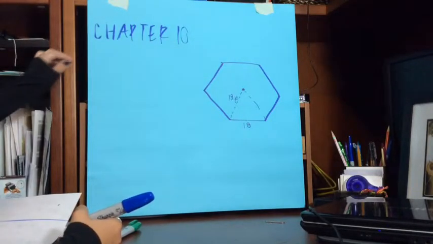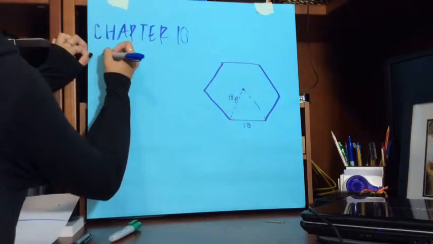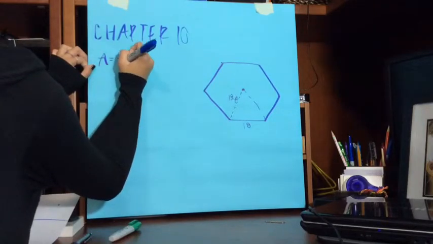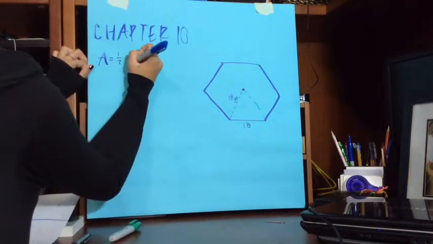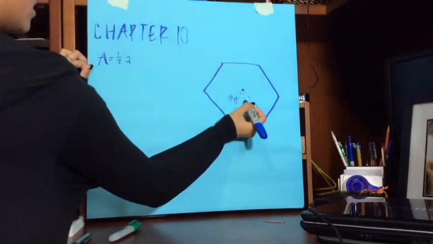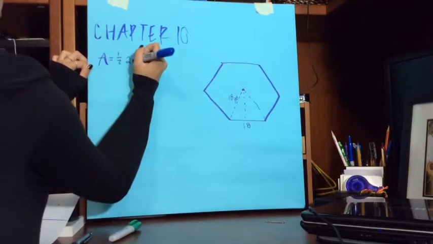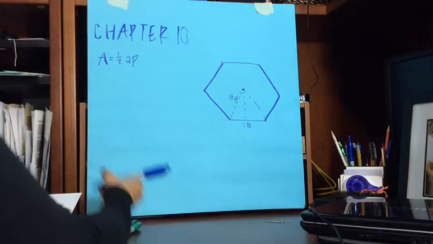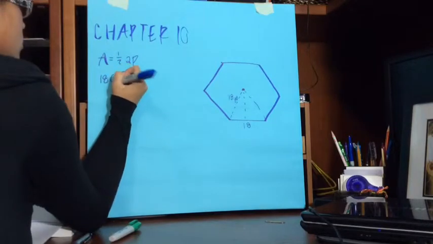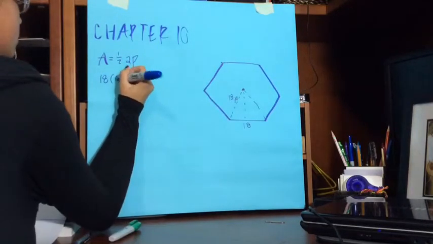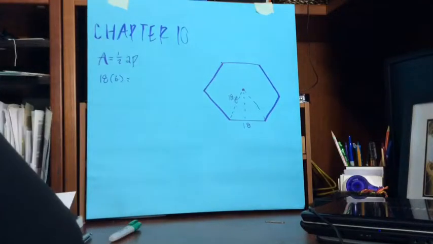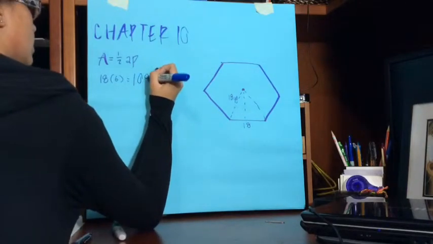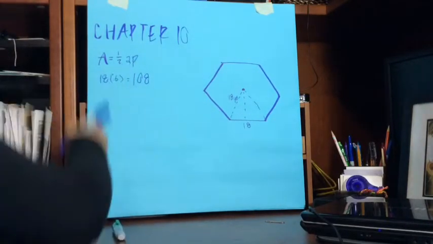The next thing that you're going to want to write is that the area of a regular polygon is equal to half times the apothem, which is going to be this value here, times the perimeter. The first thing that you do is multiply 18 by 6 sides to get the perimeter. So 18 times 6, you can plug into your calculator if you want, and you'll get 108. So we now have the first part of our equation.